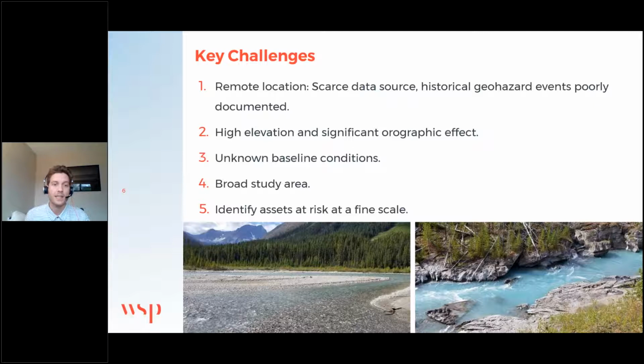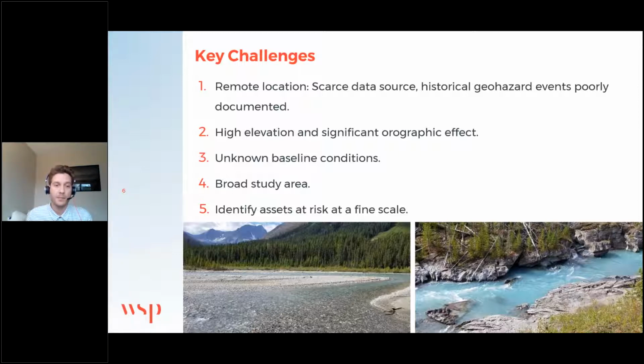The second one is that it's at a high elevation, sometimes above 2,000 meters of altitude. So we expected significant orographic effects, so more precipitation at higher altitude. And the baseline conditions were not well defined. So what is the hydrological regime of the main rivers within the park in current conditions?